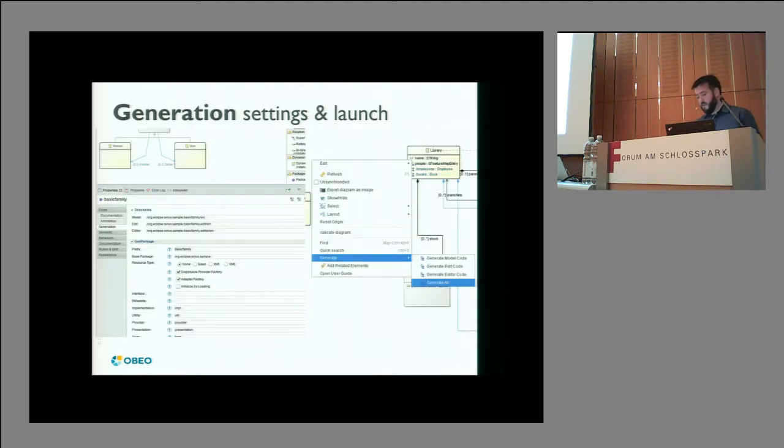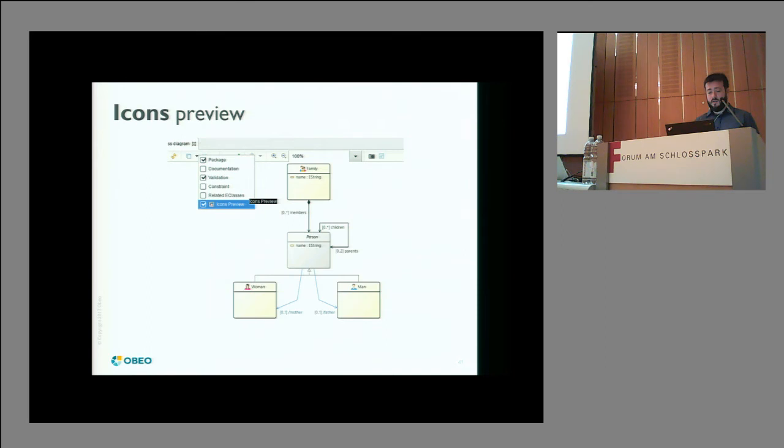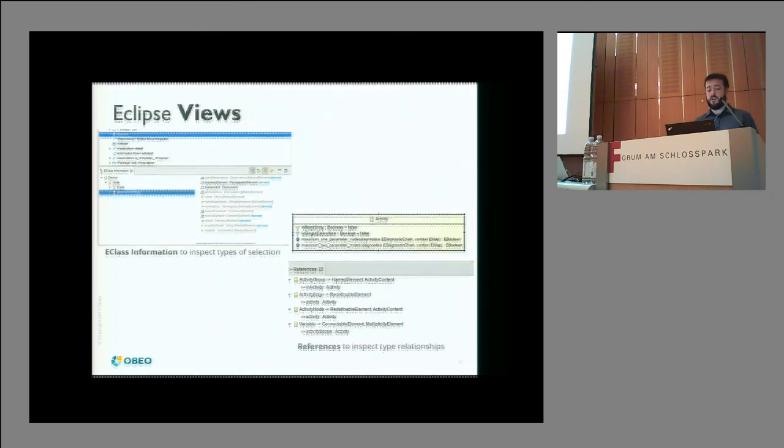All the GenModel settings are provided through the editor. The navigation to Java, icon preview. There are a couple of Eclipse views so that when you click somewhere, you can see the related elements and just drag and drop those into the diagram also. And there's also a new view contributed by Pierre Coffilet, which is EClass information, which based on the selection, you can inspect the metamodel behind it. So any EMF model, you can just click and inspect the corresponding Ecore model.